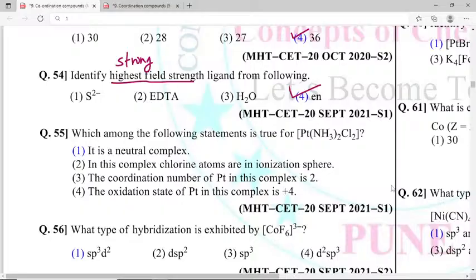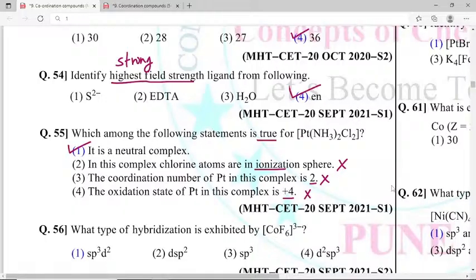Which among the following statements is true for Pt(NH3)2Cl2? It is a neutral complex. Yes, it is a neutral complex. In this complex, chlorine atoms are in the ionization sphere. No, they are in the coordination sphere. The coordination number of Pt in this is 2. No, this is not 2. This is 4. The oxidation state of Pt in this complex is plus 4. No, it is not plus 4. It is plus 2. Oxidation number is plus 2.